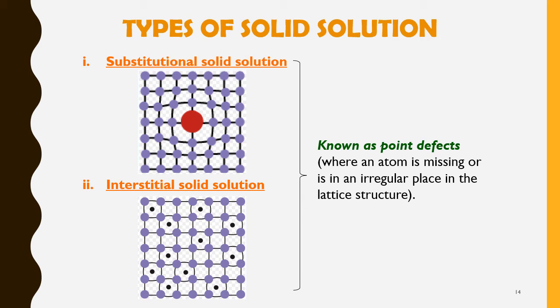This one does not replace any of the atoms, but it is immersed. It is so small that it can take a place in other areas outside the atoms. So that is the difference between substitutional and interstitial solid solution.